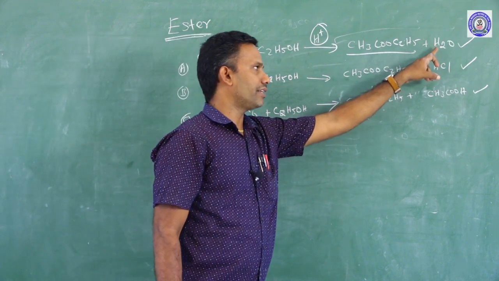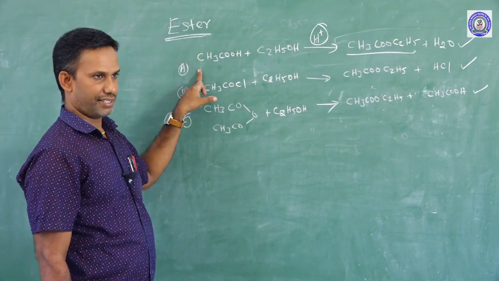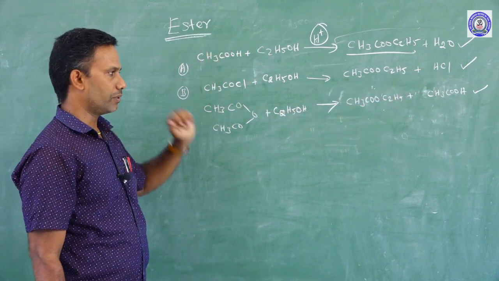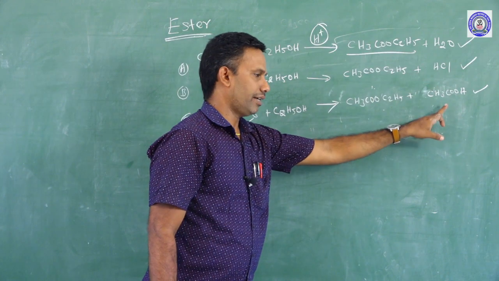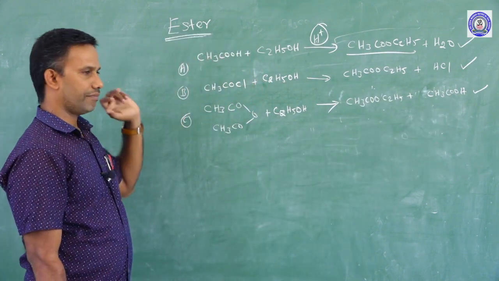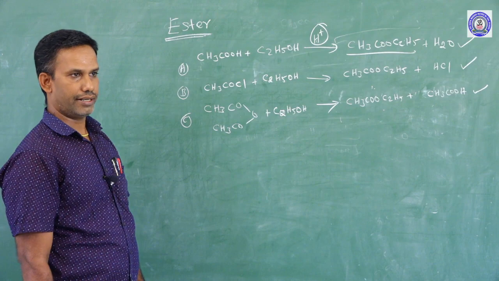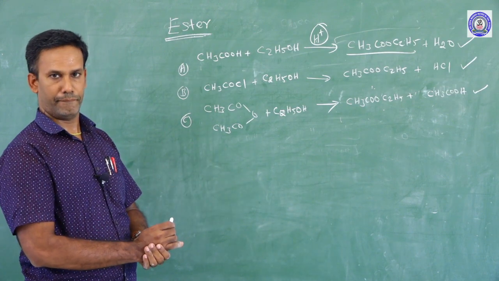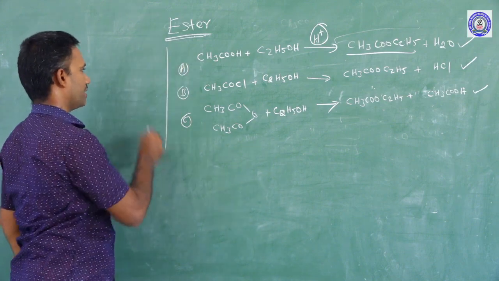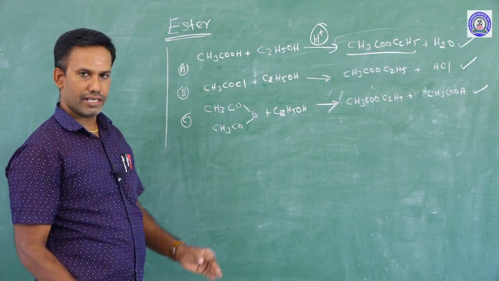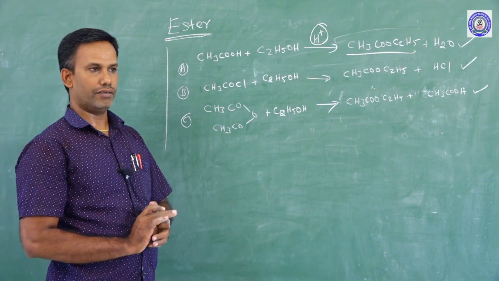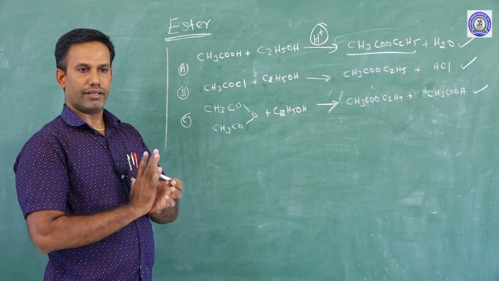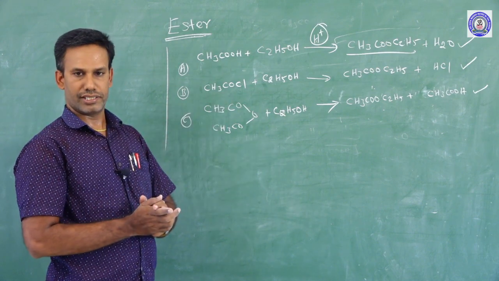If the byproduct is water, the A should be acid. If the byproduct is HCl, then the B is acetyl chloride. If the byproduct is acid, the reactant should be acid anhydride. By knowing the byproduct, we can say the starting material. So these are the methods of preparation of ester. Ester is well known for its fruity smell. So in artificial flavouring agents, they use these esters.